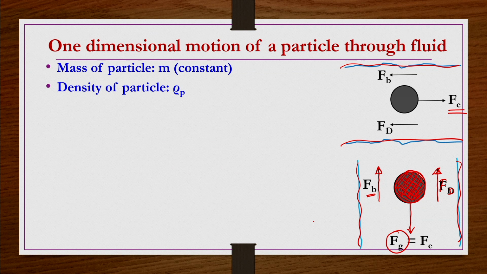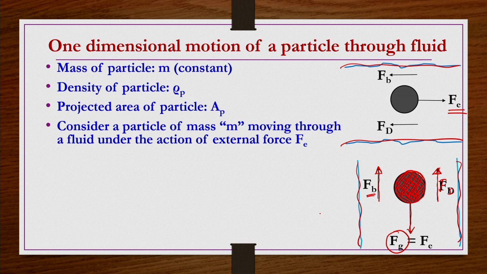So let us assume the mass of the particle m is constant, whose density is rho p. The projected area of the particle is AP. For simplification I have shown a spherical particle, a circle, but whichever particle you take, you have to take the projected area of that particle, let us say AP. We first take the generalized case and then apply it to spherical particles.